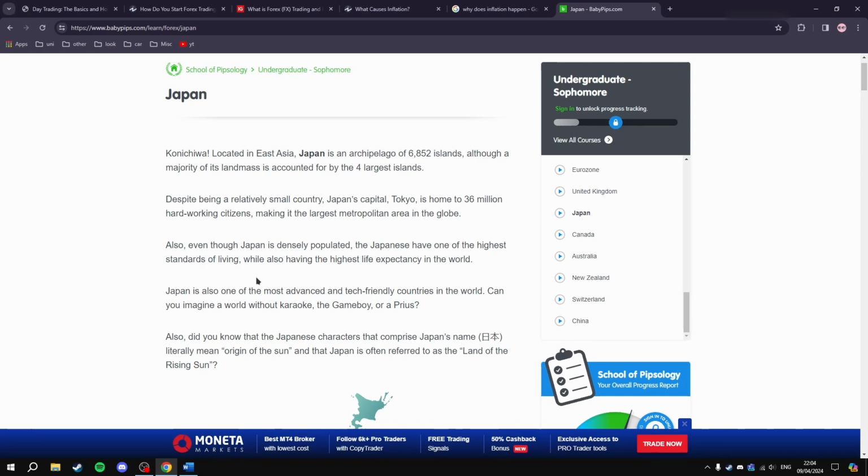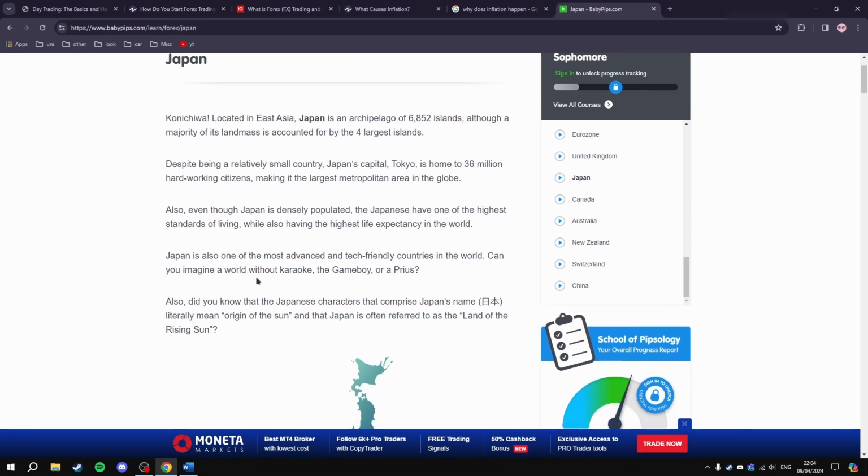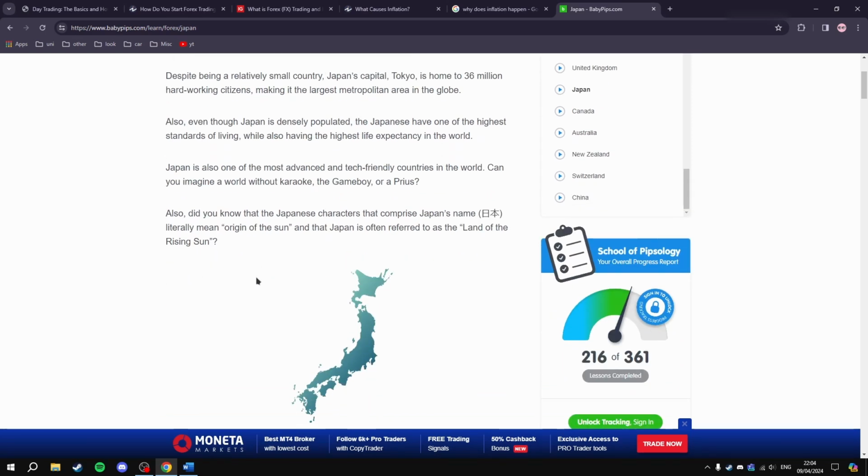Also, even though Japan is densely populated, Japanese have one of the highest standards of living, while also having the highest life expectancy in the world. Japan is also one of the most advanced and tech-friendly countries in the world. Can you imagine a world without karaoke, the Game Boy, or a Prius? Also, did you know that the Japanese characters that comprise Japan's name literally mean origin of the sun, and that Japan is often referred to as the land of the rising sun?